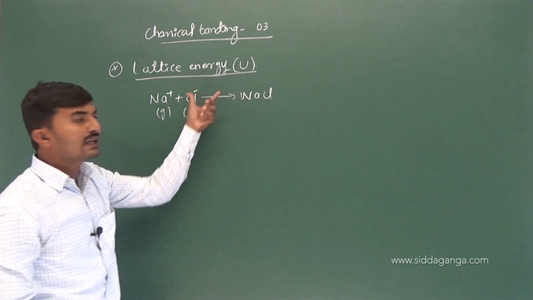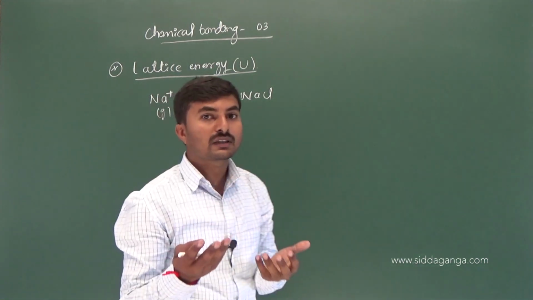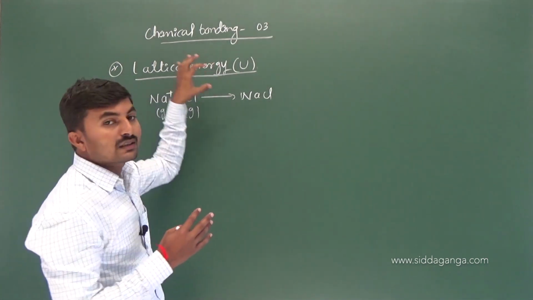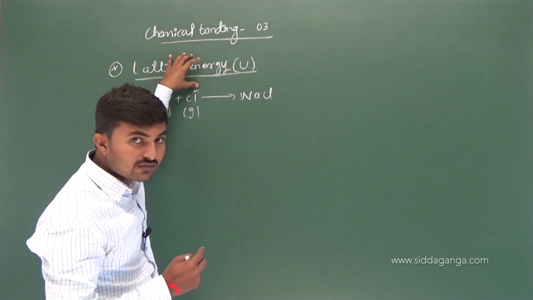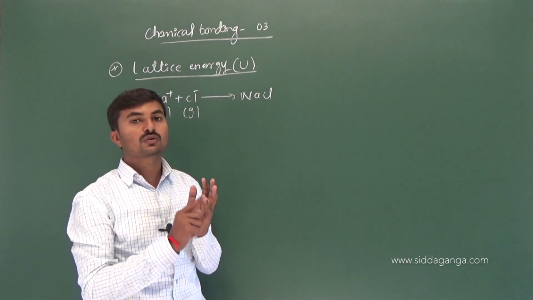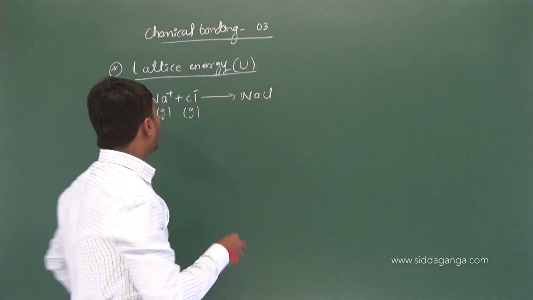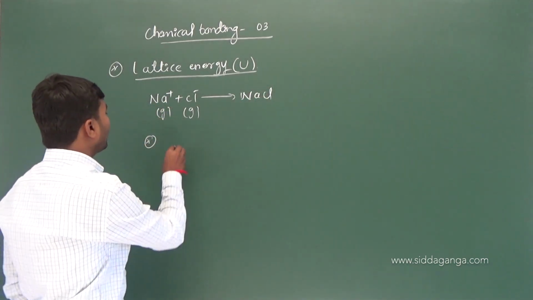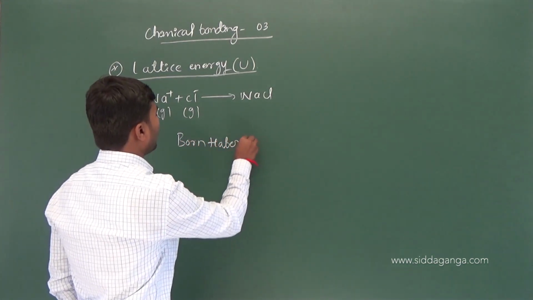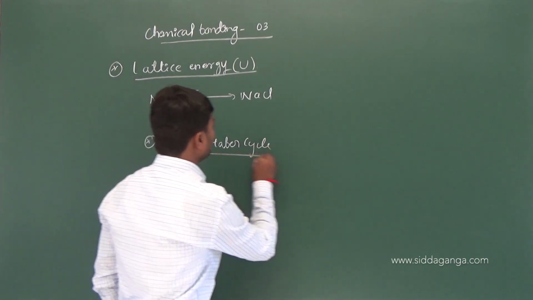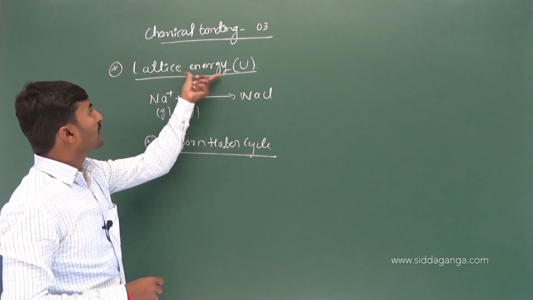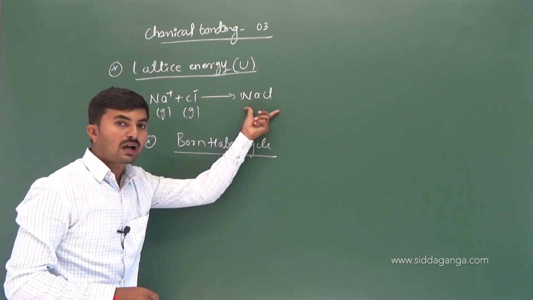Then how do we calculate this lattice energy? Is there any direct method to calculate the lattice energy? No, there is no direct method for the calculation of lattice energy. Instead, we have one indirect method. By using that, we are going to calculate the lattice energy. That indirect method is nothing but the Born-Haber cycle. By using this Born-Haber cycle, we are going to determine the lattice energy of an ionic compound.